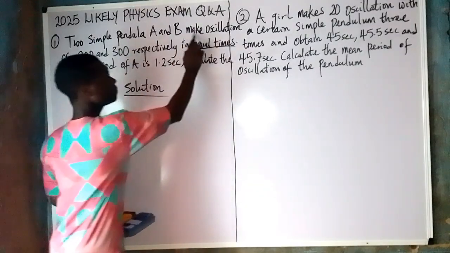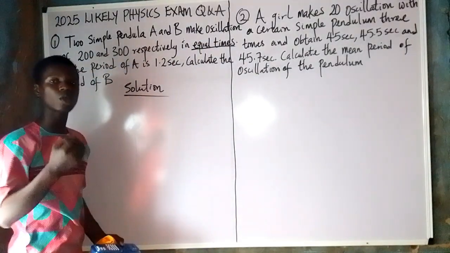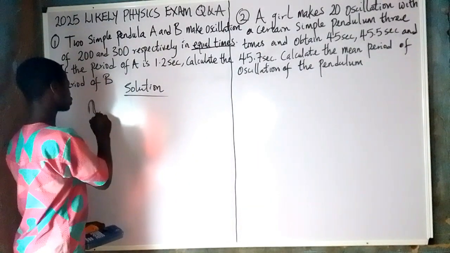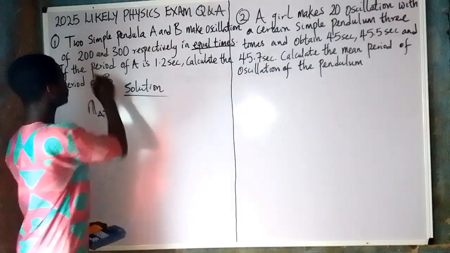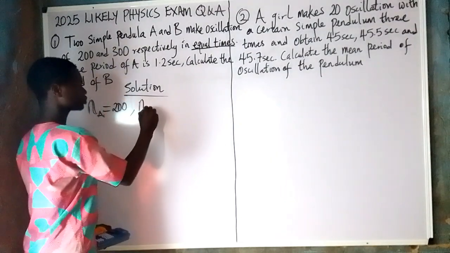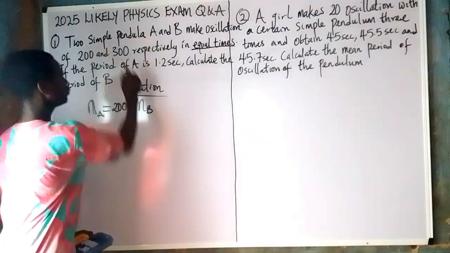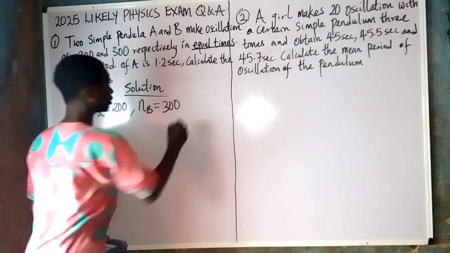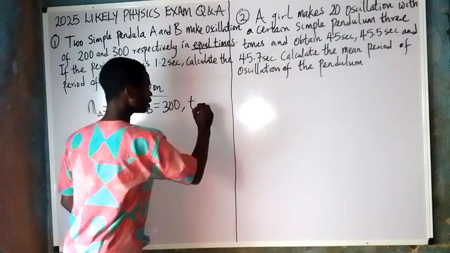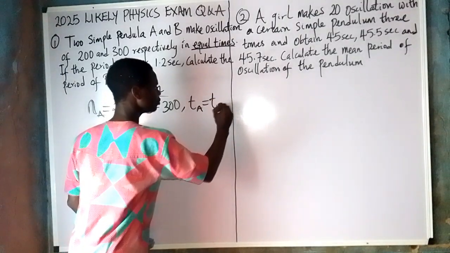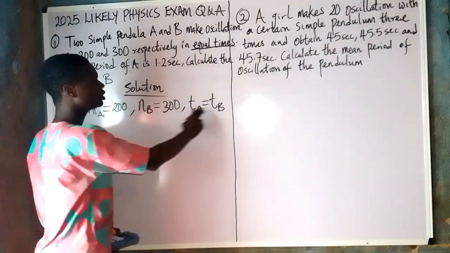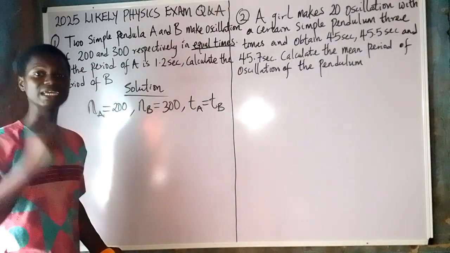And remember they said make oscillation. How do we represent oscillation in physics? It's N. So this will be N subscript A. For N subscript A, it's 200. Then for N subscript B, it will be 300, so we'll put 300 here. Then what else? In equal times. So T A is equal to T B. That is what equal times means. The time taken for A to make its oscillation is equal to that taken for B to make its oscillation.